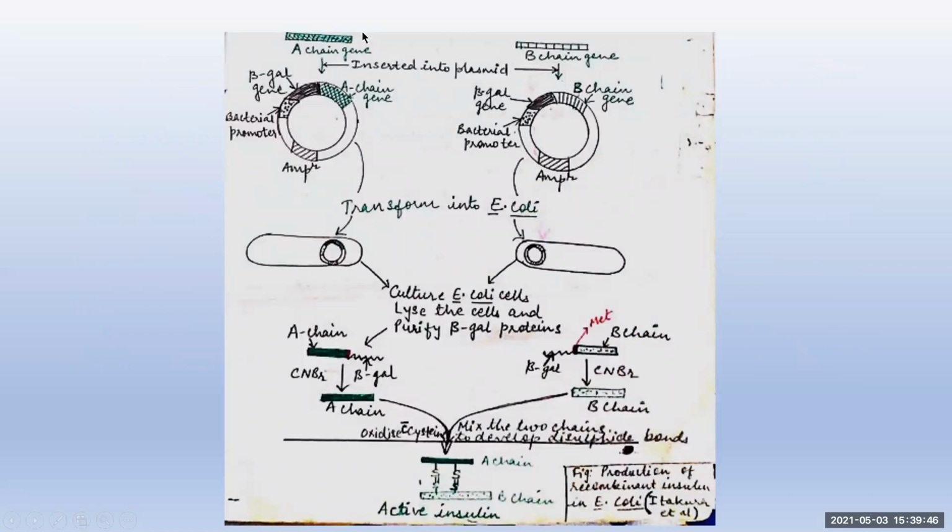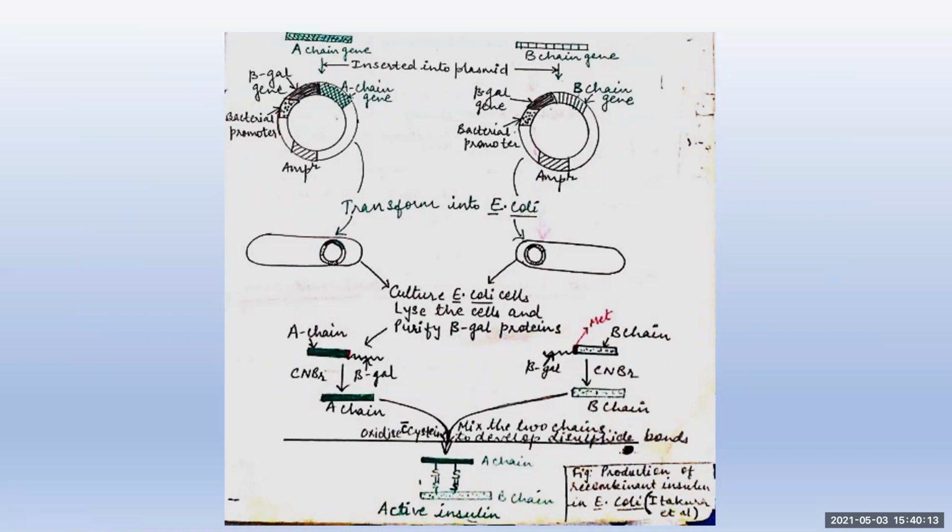Here you can see the A chain gene, then here you can see the B chain gene. The A chain gene is inserted into the plasmid at the tail end of the beta galactosidase gene, that is the lacZ gene. We have a lac promoter here. Similarly, the B chain gene is synthesized and inserted at the tail end of the beta galactosidase gene in a separate vector. Then we allow these recombinant vectors to transform E. coli cells.